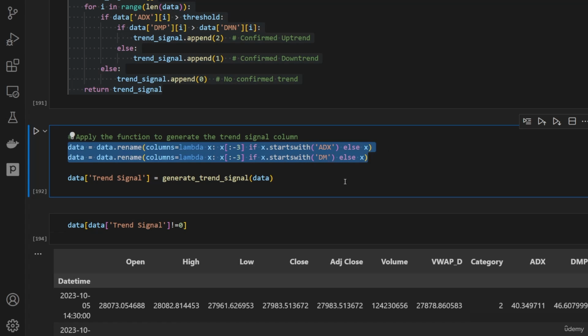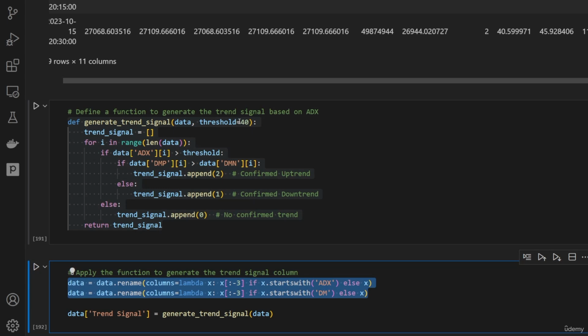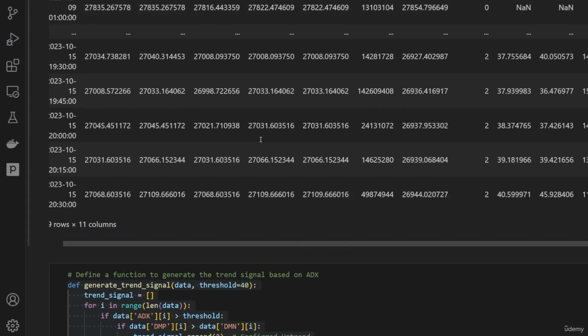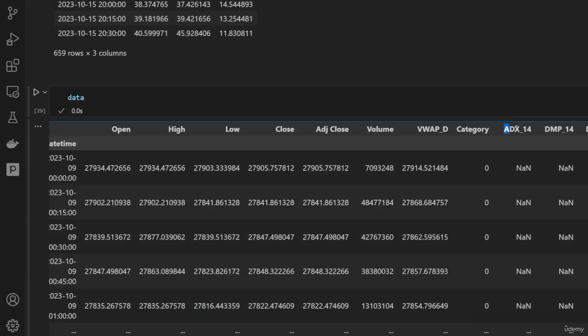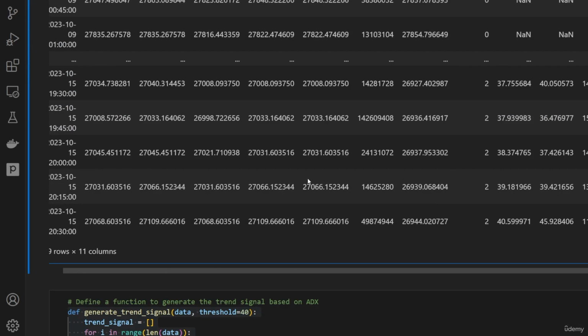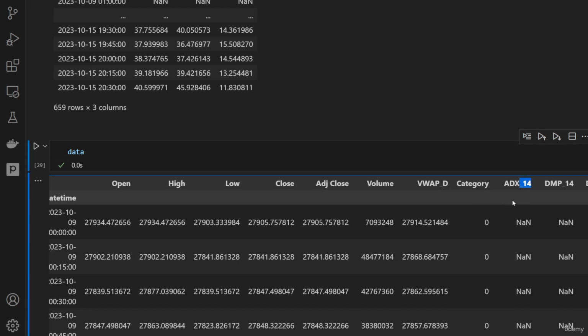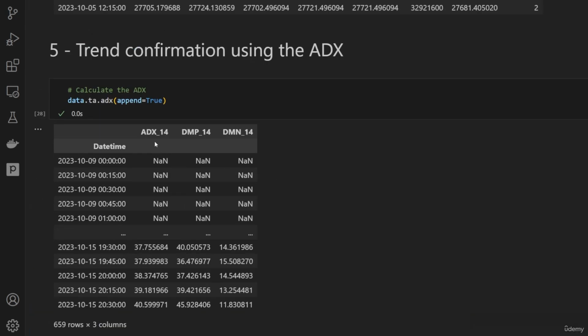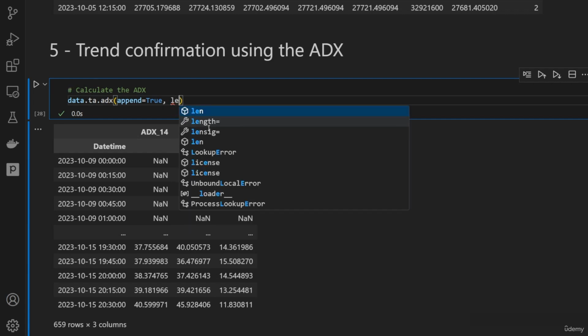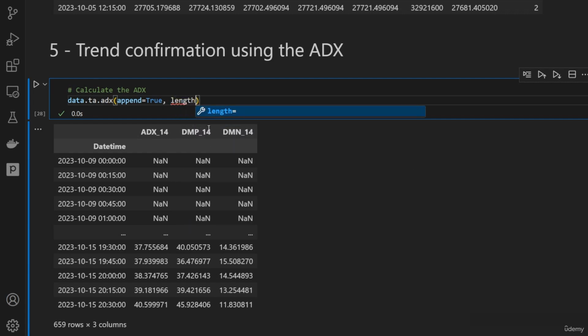In these two lines, I'm just changing the names of the columns to be able to use them as ADX and DM instead of ADX underscore the length of the ADX. This one is ADX_14, DMP_14, and DMN_14. And I don't want to modify these names of the columns every time I have to run the function while changing, for example, the length, because here we can also change the length to 15 or 16 and so on.